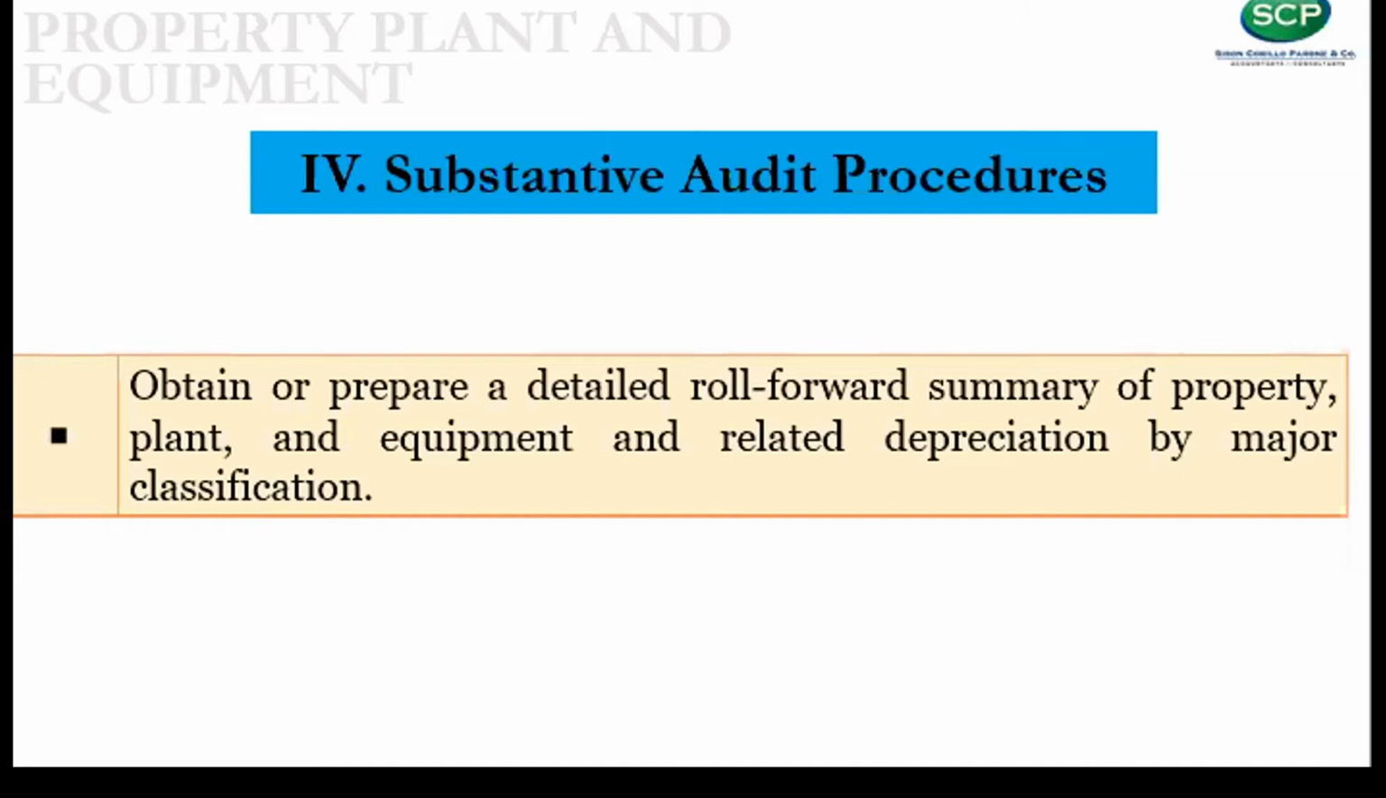But going back to the roll forward analysis, ensure that we have this analysis for fixed assets because it will not only facilitate the audit, but this summary is a required disclosure in the financial statements. So we will be hitting two birds with one stone if we start our audit, other than the lead schedule, of course, with this summary.